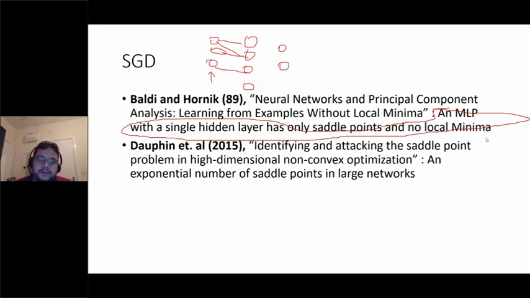What does it mean for you? The saddle point is the local minima? No. It has only saddle points, and no real local minima. What does it mean? If there is no local minima, it's all on the same level? It doesn't say there is no global minimum. It means there is one global minimum, no local minimum, and only saddle points.